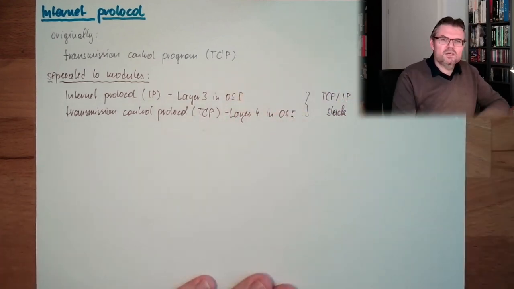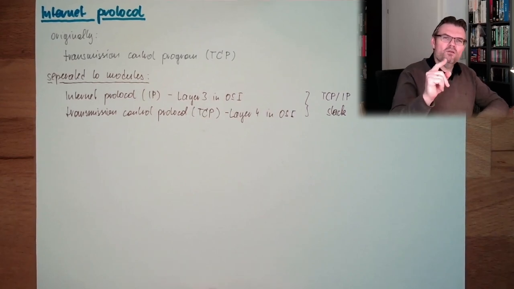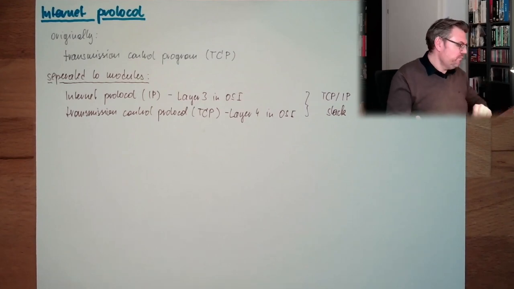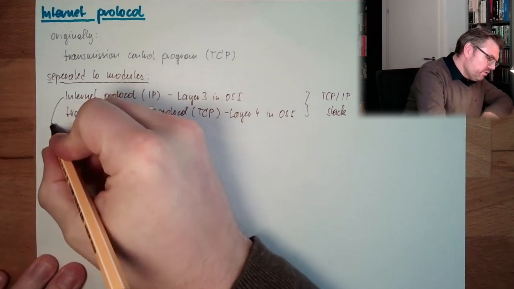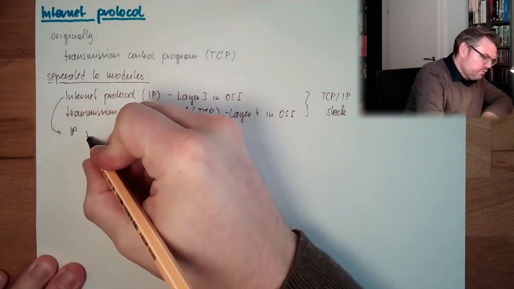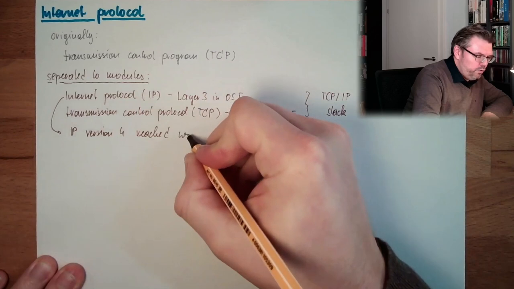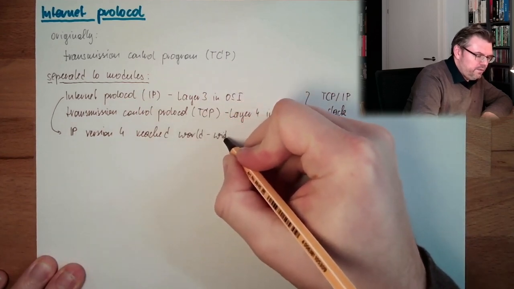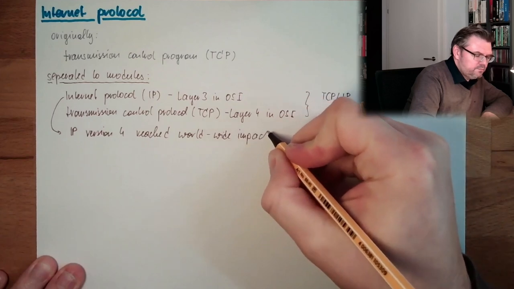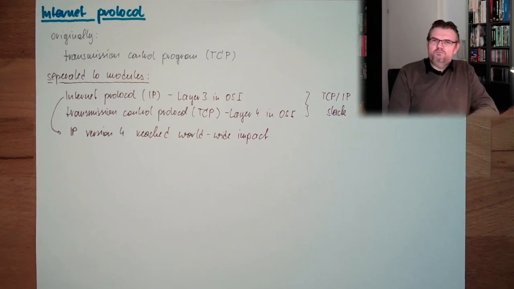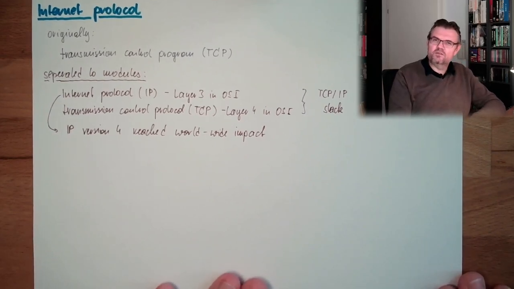All those protocols were available in several versions until one version finally reached worldwide usage. And this was Internet Protocol version 4, which reached worldwide impact. So version 4 finally reached the top, and it's still a very, very important part of the internet today.